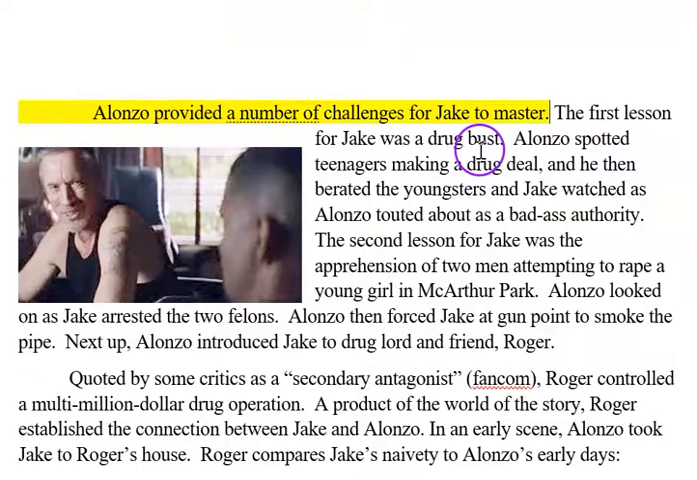Alonzo provided a number of challenges for Jake to master. Everything in this paragraph needs to be about a challenge for Jake to master, doesn't it? Okay, so here we have the first lesson, and we have the second lesson, and then we're going to have a transition sentence where he's going to introduce Jake to his friend Roger.